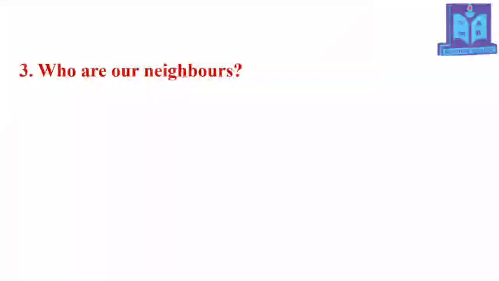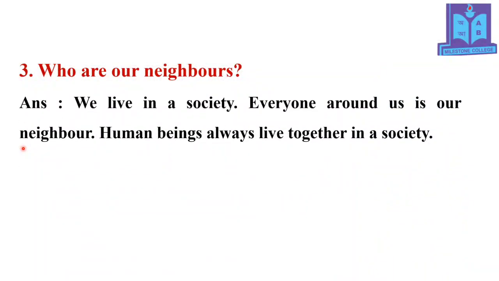Now third question. Who are our neighbors? Who can tell me this answer? It is the easiest question. Who are our neighbors? Very good, my dear. Your answer is correct. So let's see the answer. We live in a society. Everyone around us is our neighbor. Human beings always live together in a society. Very good, my dear. Very good.